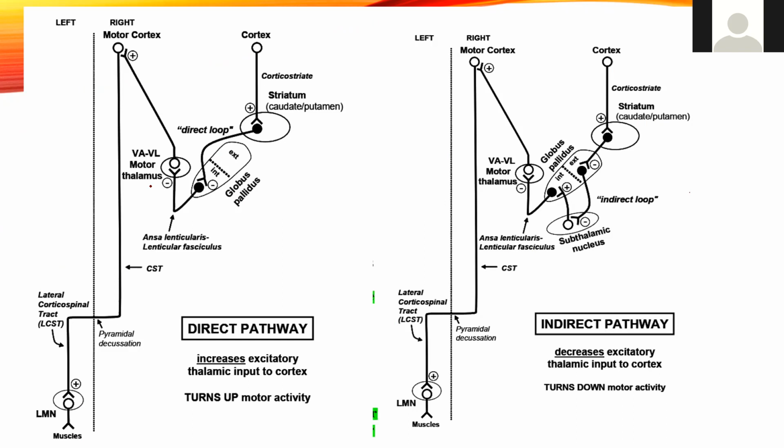neurons, will send in turn projections to the globus pallidus internal and give an excitatory effect on the globus pallidus internal. The internal globus pallidus, being made up of GABAergic neurons, will send a high quantity of inhibitory GABAergic neurons to the motor thalamic nuclei. The result of this will be a decrease in the excitatory thalamic input to the cortex, hence turning down the motor activity.